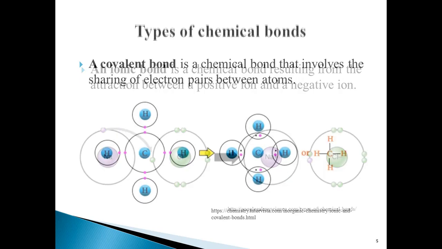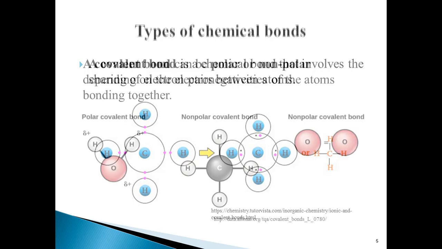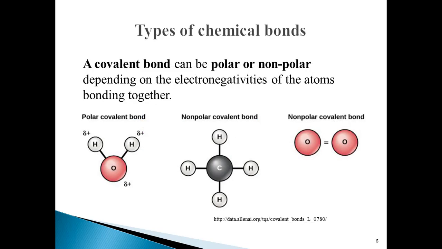A covalent bond is a chemical bond resulting from the sharing of electrons between two atoms. A covalent bond can be polar or nonpolar depending on the electronegativities of the atoms bonding together. Electronegativity shows how strongly an atom will attract one or more electrons, forming an octet.